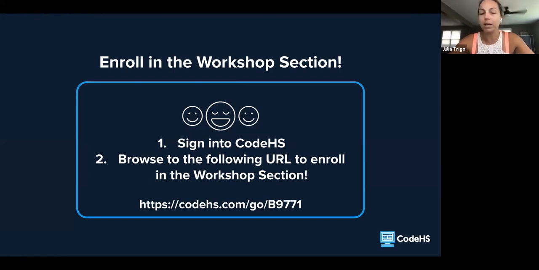We have the link in the chat. And if you're asked for a code, it is just those last 5 digits. So B9771 is how you can join our workshop session for today. And that is the same way that students join courses on CodeHS as well. So if you have taught with CodeHS before, you know that this is how you get your students enrolled. So you are getting enrolled in our section as a student for our workshop.